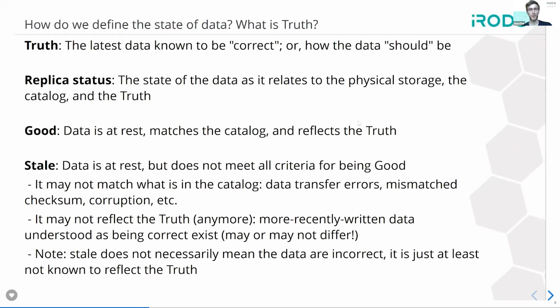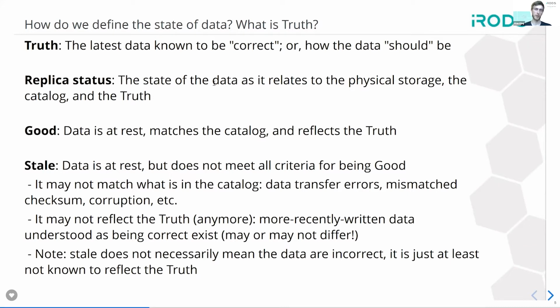So just a few more terms here. I'm going to use the word truth to refer to how the data should be. More formally, it is the latest data known to be correct. So the last thing you put in that is correctly transferred is the truth. We represent this with a replica status in the catalog, and that is the state of the data as it relates to physical storage and the catalog and the truth.